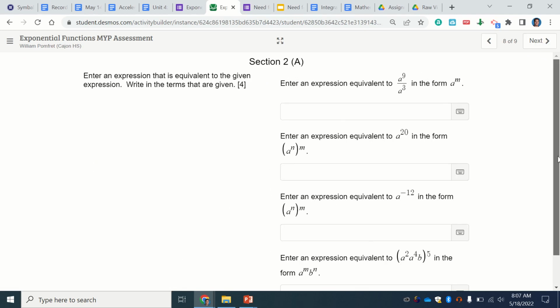As we get towards the end, you're going to answer these questions where it gives you an expression and you're going to write it in the form of a to the m. So you're going to write this as a to the m, meaning what is m? You're going to change that to the exponent that it should be. And you'll do that for each of these.